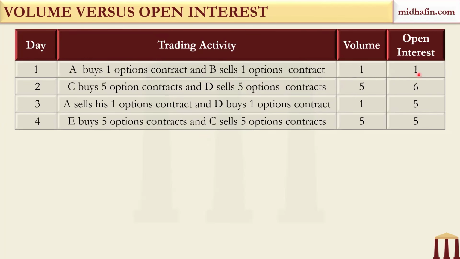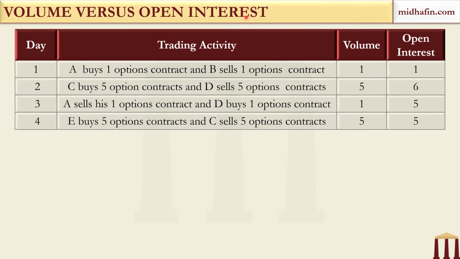So volume is 1, open interest is 1. C buys 5 options contracts and D sells 5 options contracts. The volume is 5, open interest is 6. A sells 1 options contract, D buys 1 options contract, volume 1, open interest 5. Last day, E buys 5 options contracts and C sells 5 options contracts. Both are 5. I'll explain this.